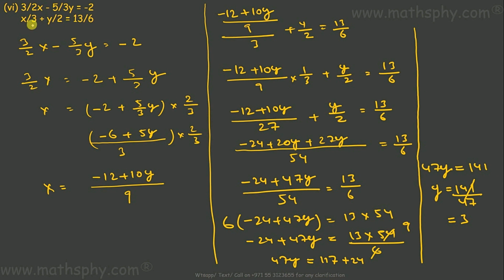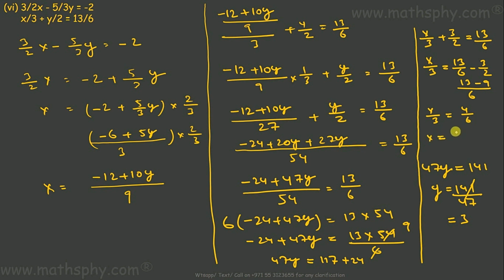Okay, let's put this y value in this equation here as 3. So x over 3 plus y is 3, so 3 over 2 equals to 13 over 6. So x over 3 equals to 13 over 6 minus 3 over 2. So this will be 13 minus 9. So x over 3 is equal to 4 over 6. So x is equal to 4 over 6 into 3, where x is equal to 2. So x is 2 and y is 3. X is 2 and y is 3. That's the answer for this equation here. Done.